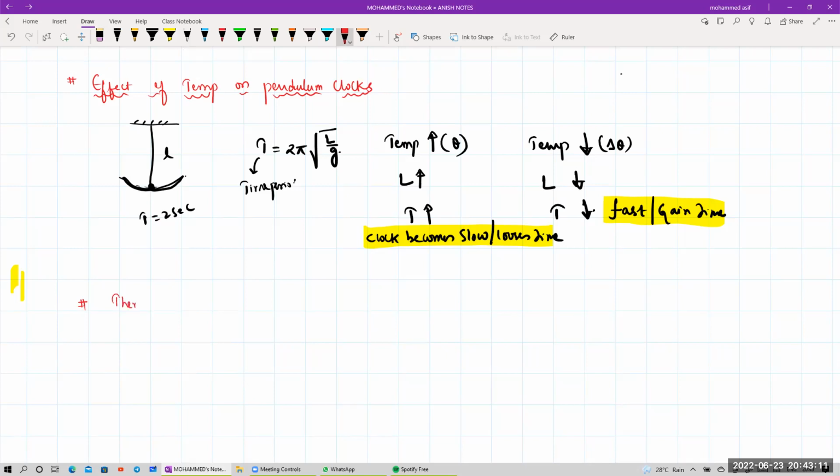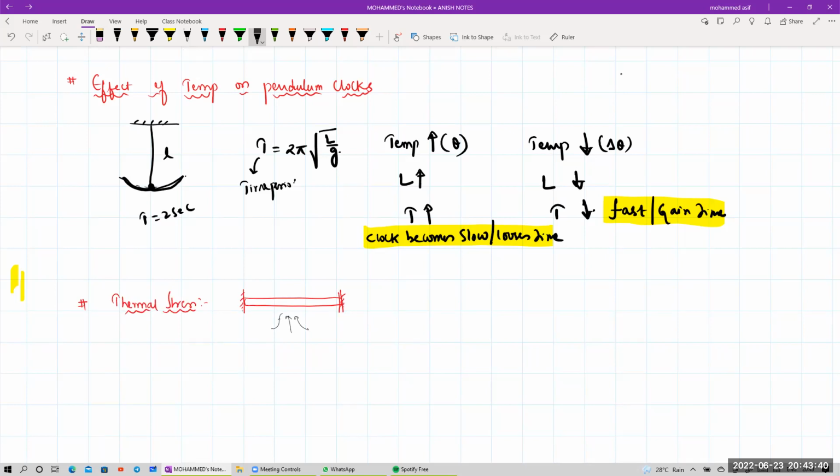What do you mean by thermal stress? See, if a rod is fixed between two rigid supports right now. Say I kept a rod like this and it is fixed right here. And you are supplying heat for this. So what is happening? The rod will slightly try to increase in length linearly.